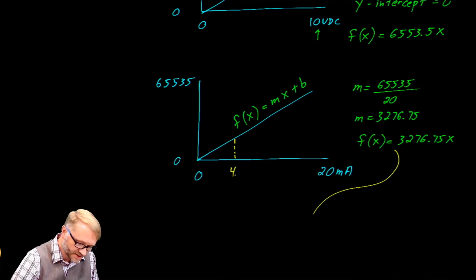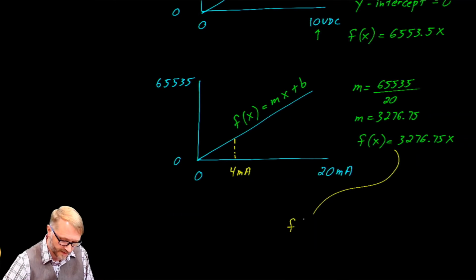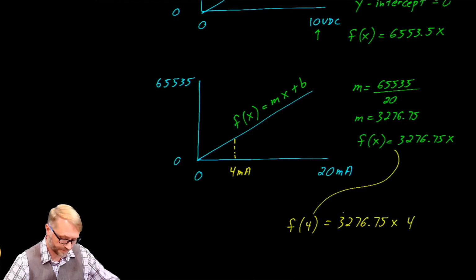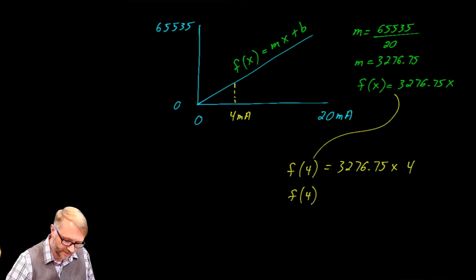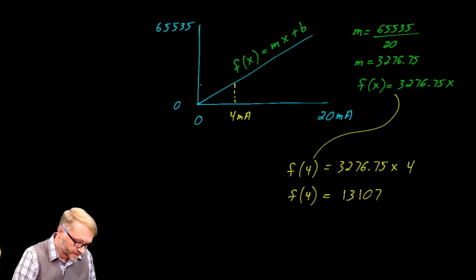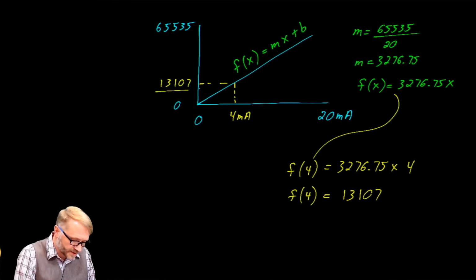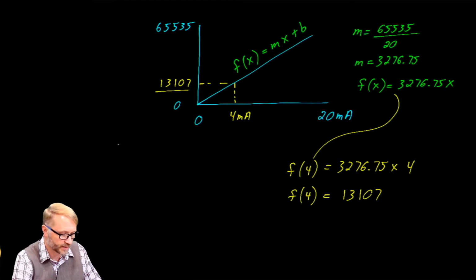It's important that we use this value at one particular point. What is the corresponding value at 4 milliamps? So f of 4 is equal to 3276.75 multiplied by 4. You'll find that f of 4 milliamps is equal to 13107. So 4 milliamps corresponds to 13107. That's a number that you're going to want to remember because we're going to use it a couple times today.